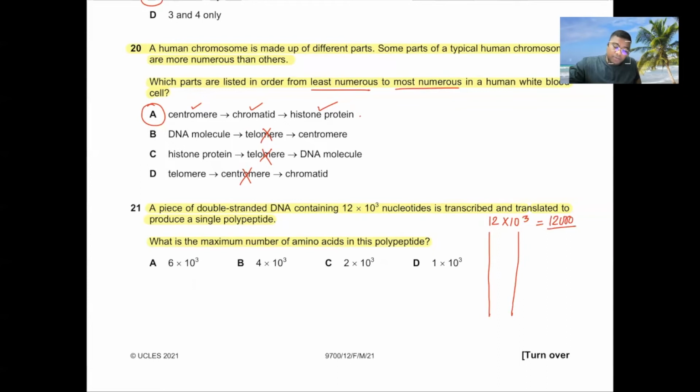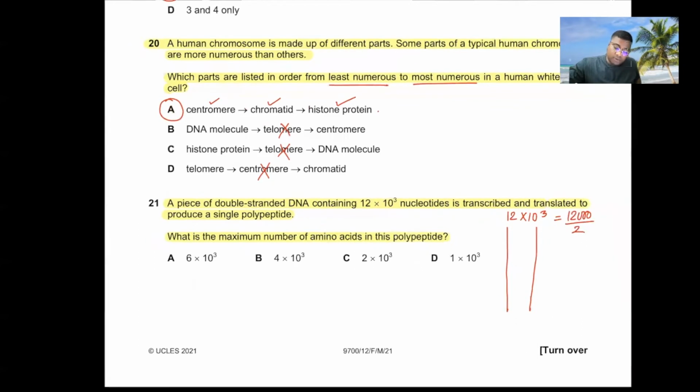Then we must divide it by 2 because it's double-stranded. So the answer will be 6,000. And we know that each amino acid requires 3 DNA bases. So divided by 3, the number comes to 2,000. So 2,000 is equal to 2 into 10 to the power of 3. So option C is the correct answer.